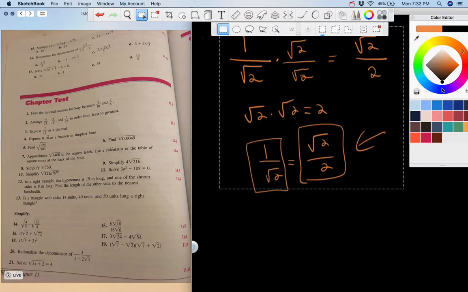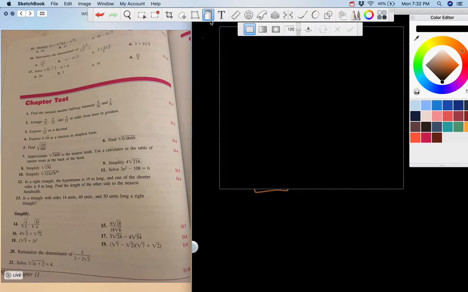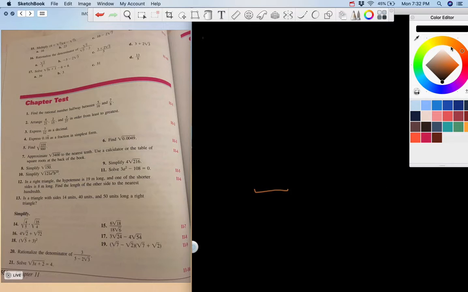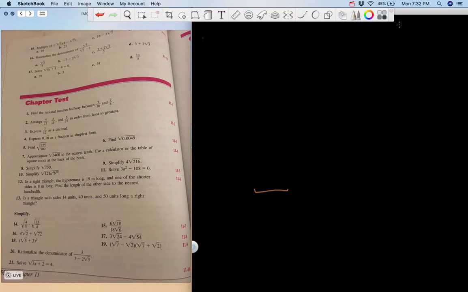Alright, now these could be a little bit more complicated, where on the bottom we don't only have a square root, but we have some sort of constant as well. So in this case, for example, number 20. Number 20 says we have 3 over 5 minus 2 root 3. So similar idea here, but now we multiply the top and bottom by 5 plus 2 root 3. So we change the sign of this, and we multiply top and bottom by that.